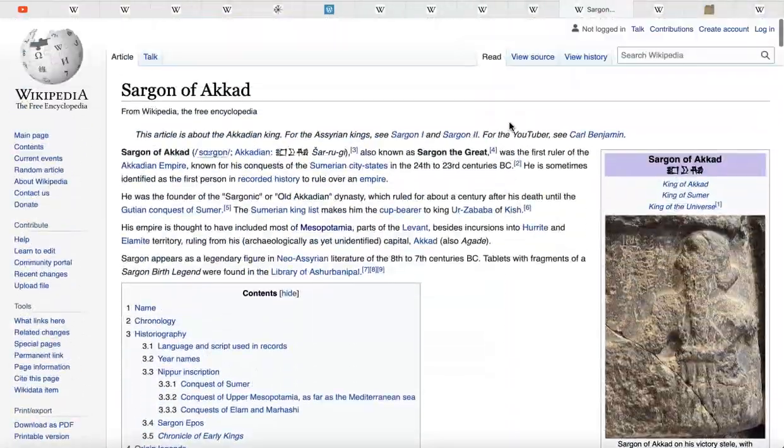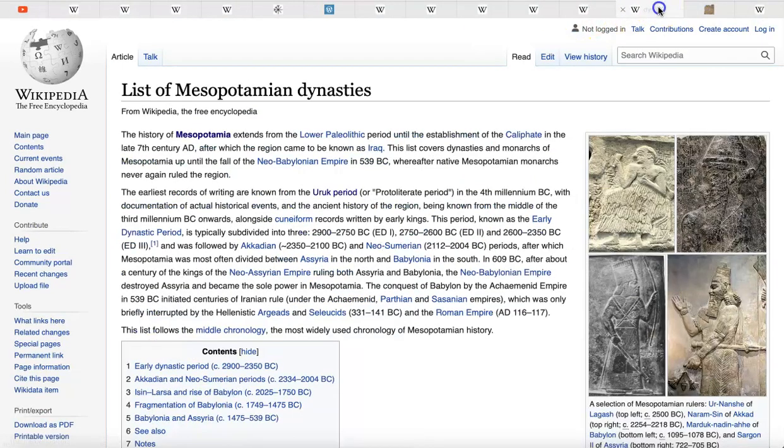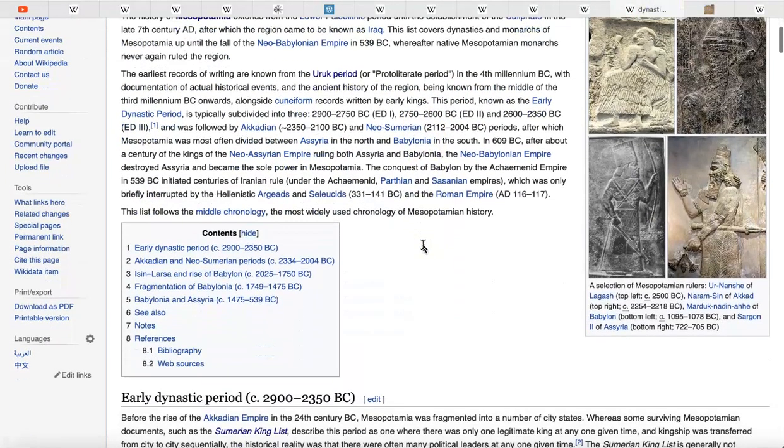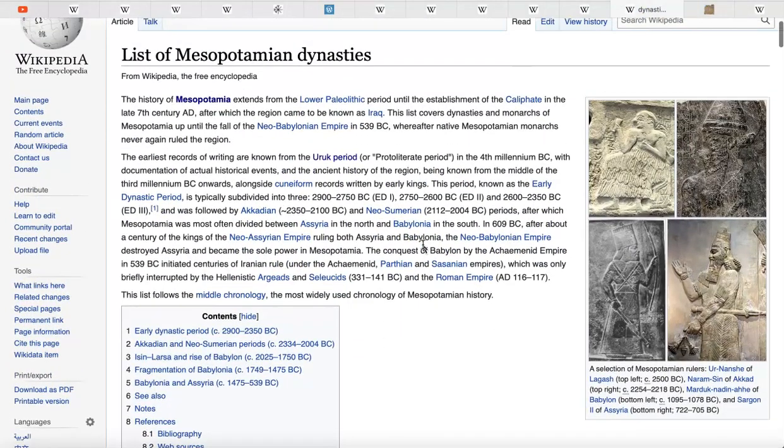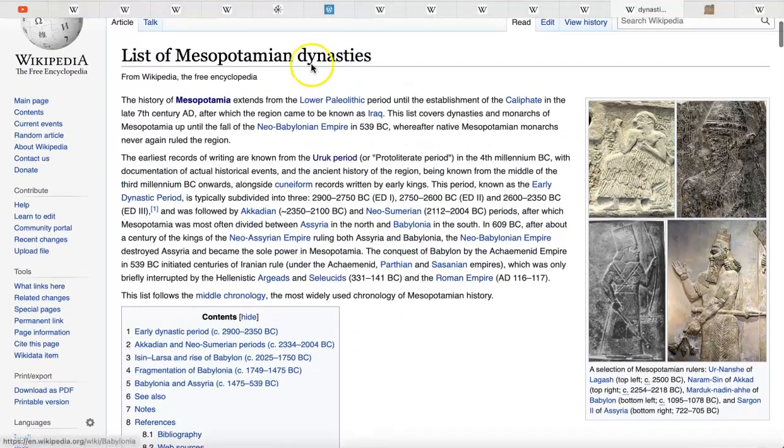He kicked off the Akkadian dynasty. Okay, so this is why I have this up. List of Mesopotamian dynasties. Really good resource. The history of Mesopotamia extends from the lower Paleolithic period until the establishment of the Caliphate in the late 7th century AD. That's a long time. After which the region came to be known as Iraq.